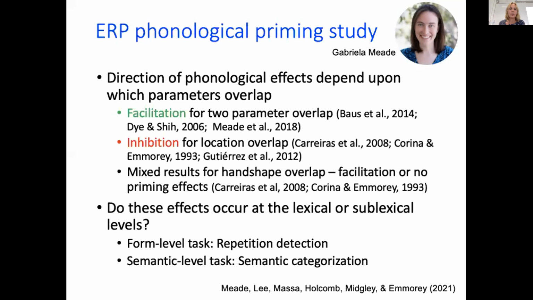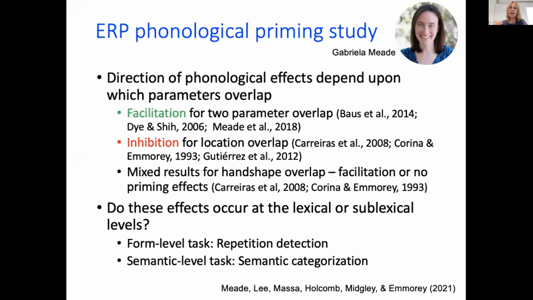So what Gabriella wanted to do was to get at this question of where this inhibition for location was happening: was it happening at a sublexical or at a lexical level? She manipulated the task. They had the same signs and the same participants, but they performed either a form-level task, a repetition detection task, so press a button when you see a repeated sign, where you really are focused on the phonological form. You don't need to actually recognize the sign in order to perform that task. So you don't have to select a lexical item. In fact, non-signers can do this task.